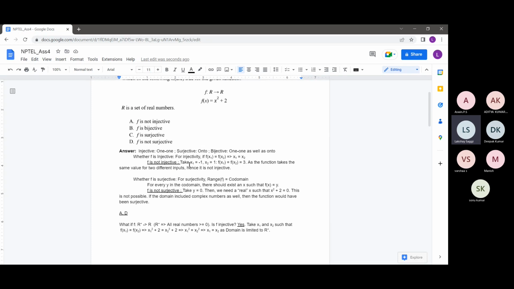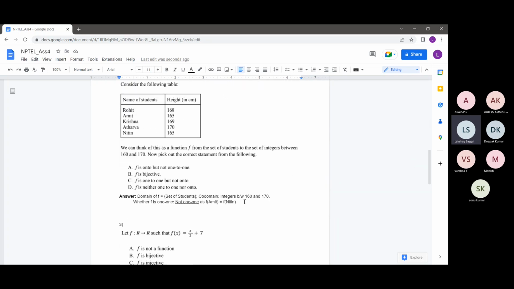Like in the previous question, for proving that f is not injective, we just took the values -1 and 1, and we showed that for this example, it is not one-one. So overall, it won't be one-one. Similarly for ontoness, we just took one y and showed that this property does not hold, so this function is not onto. So for disproving, you just need one example, and for proving, you need to prove it for all possible values.